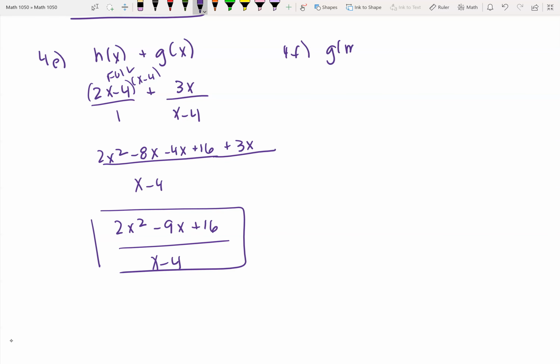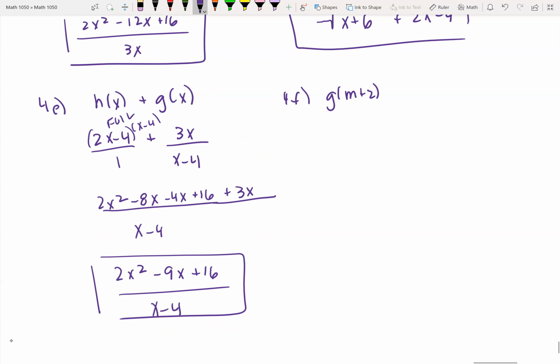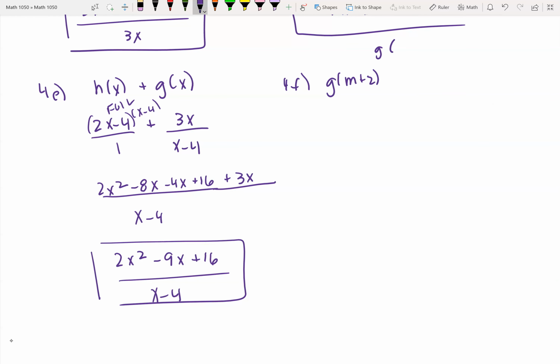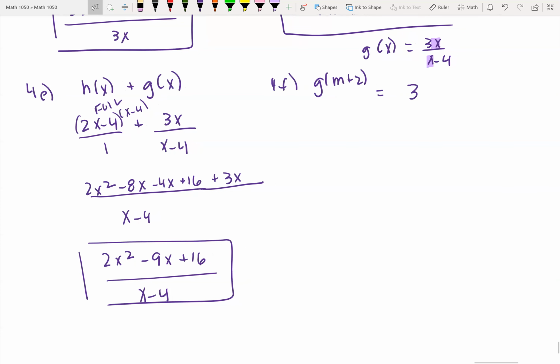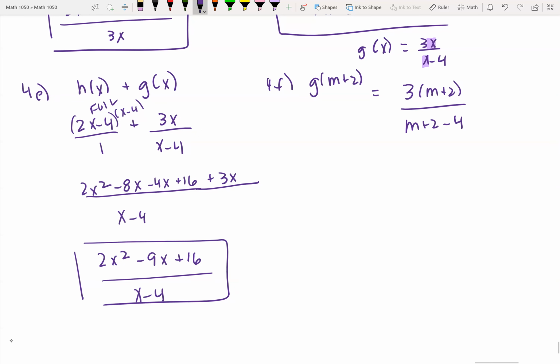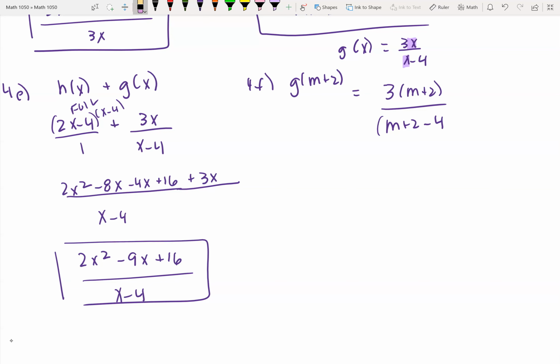Question 4f. Find g of m plus 2. Well, if you look up above, g of x is 3x over x minus 4. So right here and right there, I'm just going to put in m plus 2. So it's 3 times m plus 2 over m plus 2 minus 4. There is zero benefit to putting parentheses around that m plus 2 on the bottom, and it's confusing. So don't do it.